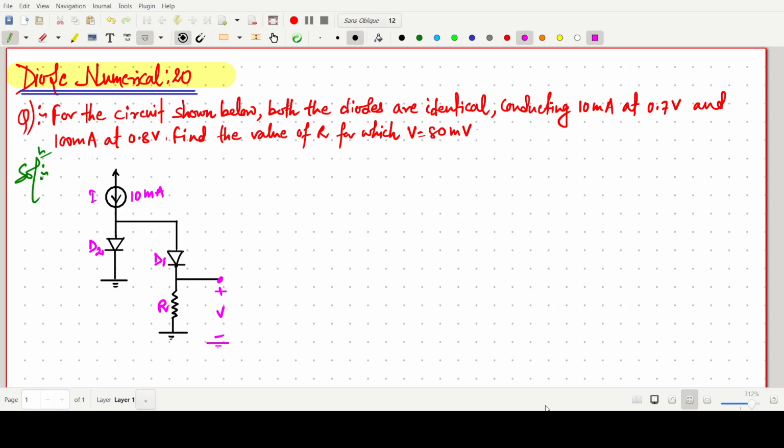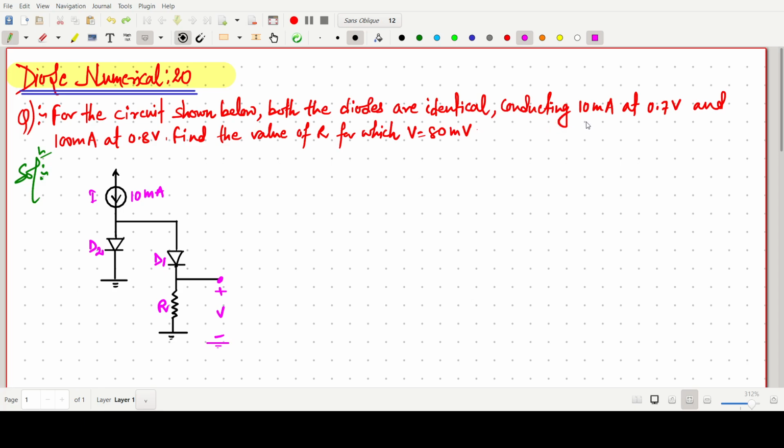Welcome everyone. In this video lecture, we will solve a problem based on diode. It is from the Microelectronics Circuits book. The question is: for the circuit shown below, having two diodes, and this current I equals 10 milliampere. Some resistance is there, and this voltage is V, and both the diodes are identical.